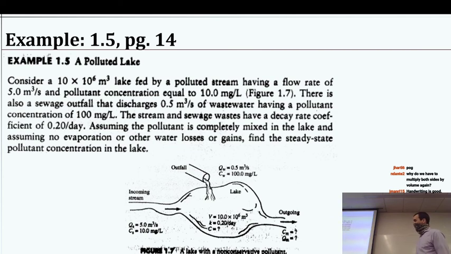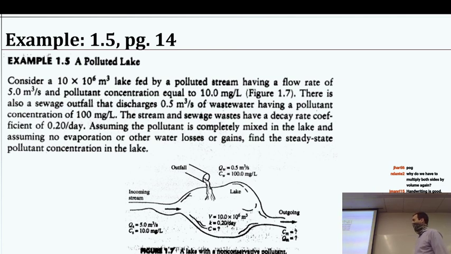We're not even caring about the pollutant, what it is at this point. It's just a generic pollutant. It's fed also by a sewage outfall with a discharge of half a cubic meter per second of wastewater, and that has a pollutant concentration of 100 milligrams per liter. So a higher concentration stream from the wastewater outfall. The stream and sewage wastes have a decay rate coefficient of 0.20 per day.